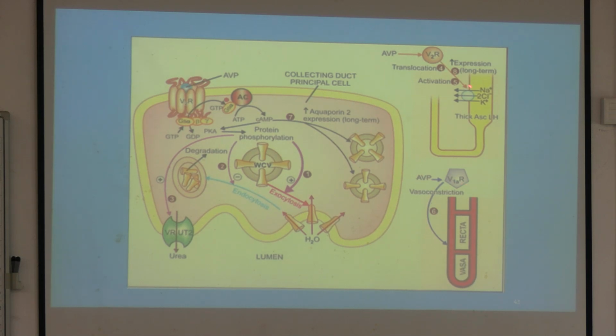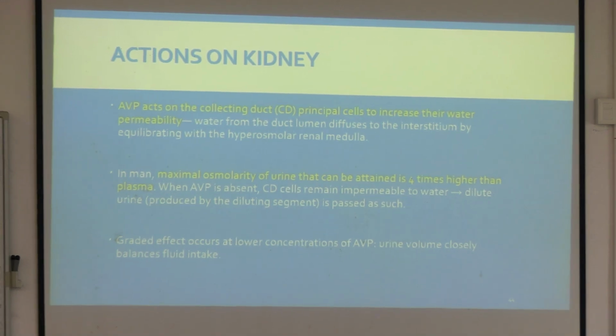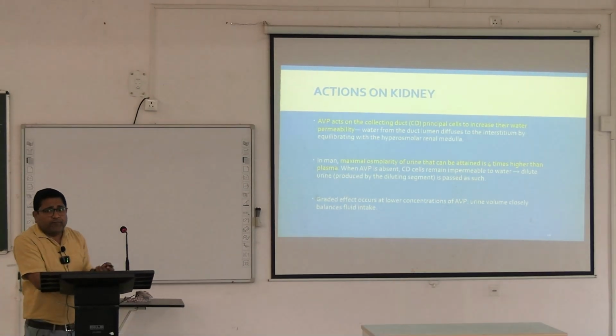Now these are also present in the thick ascending limb of loop of Henle. They are causing activation of the sodium potassium chloride channel. V1A receptor is present in the vasa recta, that is responsible for vasoconstriction. We know they are present in the collecting duct principal cells. What happens? Because of more and more integration of the water channels in the luminal membrane, more and more water will be accumulated in the body.